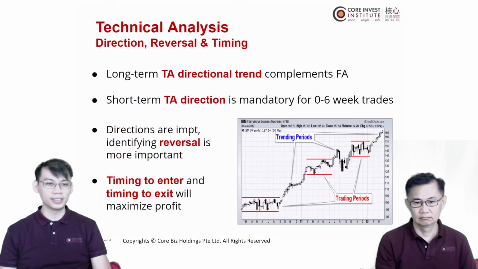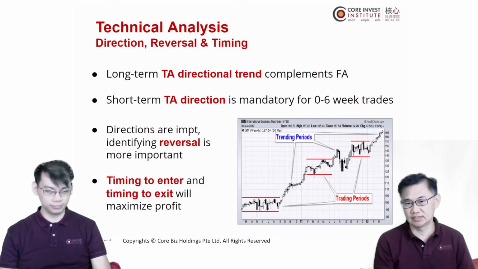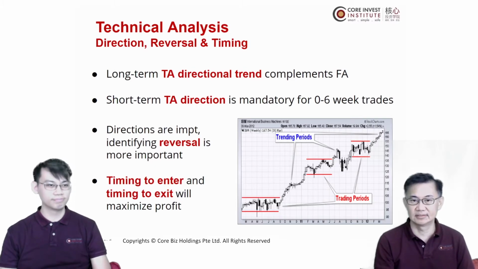So there's this saying, buy low, sell high. But what exactly is low and what is exactly high? So think about it. That is how technical analysis can help us. In other words, it basically tells us these 3 important things: the direction, the potential reversal, as well as the timing. And that is why we use technical analysis.